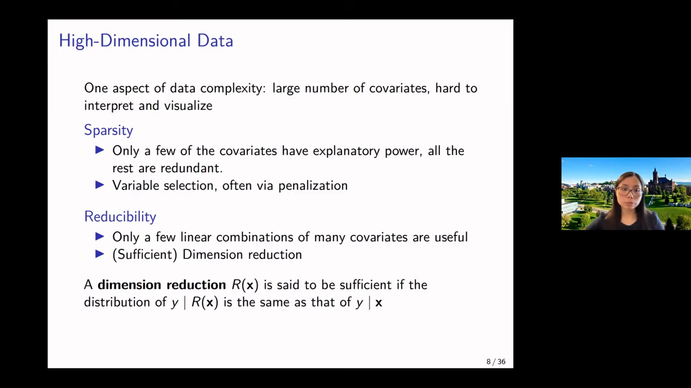What is called sufficient? If we write the dimension reduction model as R of X, then this dimension reduction model is said to be sufficient if the distribution of y, the response variable, given this dimension reduction model is the same as y given the original covariate x. Then we say that this is a sufficient dimension reduction model.